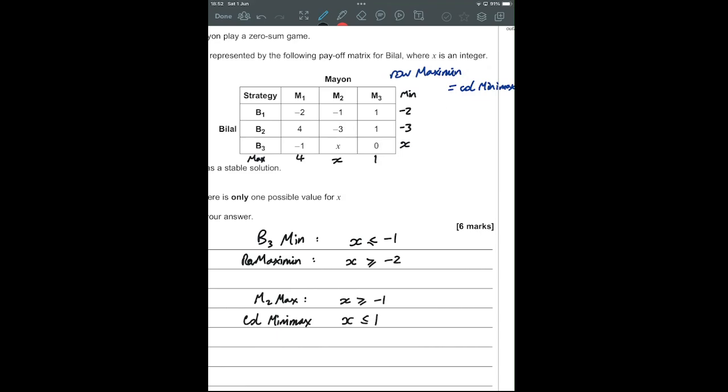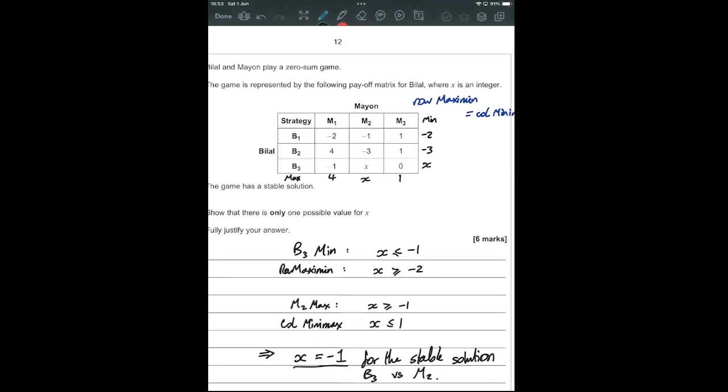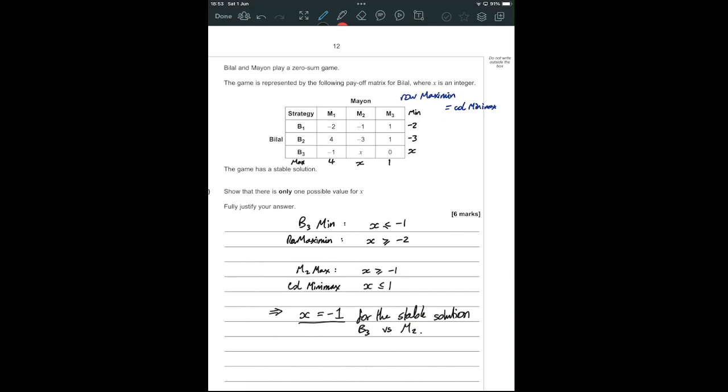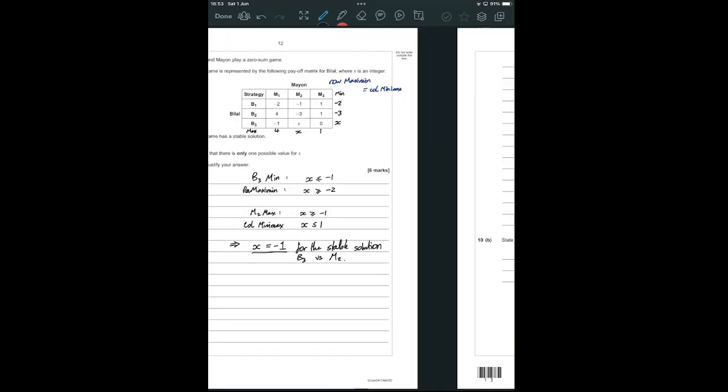So let's follow this through and let's look at the kind of conditions to make this be the situation. So with those inequalities, that implies if x is less than or equal to -1 and greater than or equal to -1, then x equals -1 for the stable solution. B3 versus M2. Now we've been told there's a stable. Now it didn't have to be that combination. And that's what I am kind of worried about.